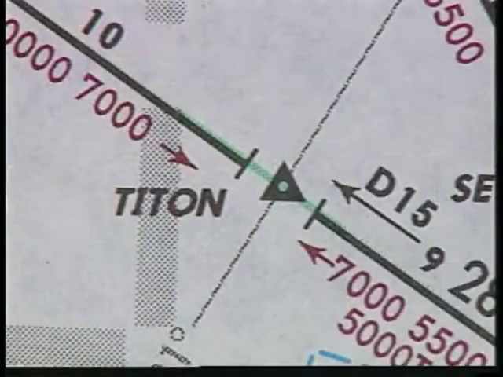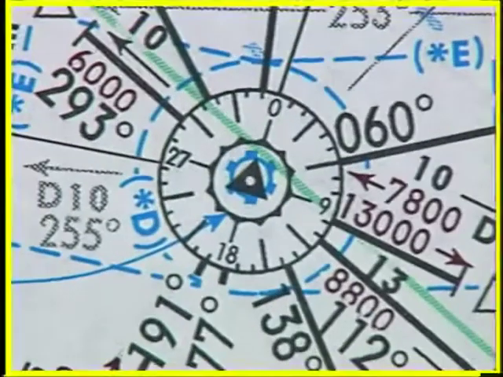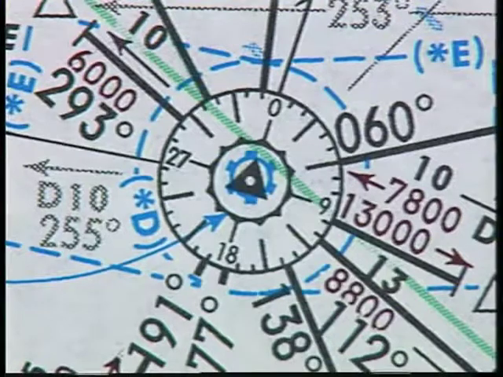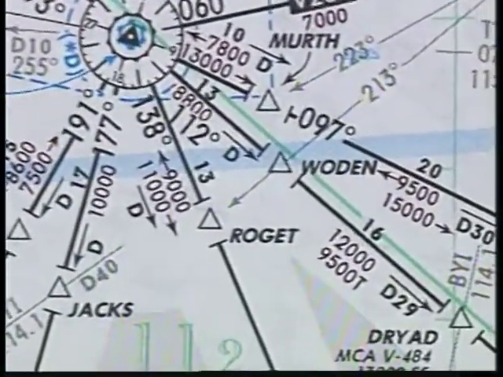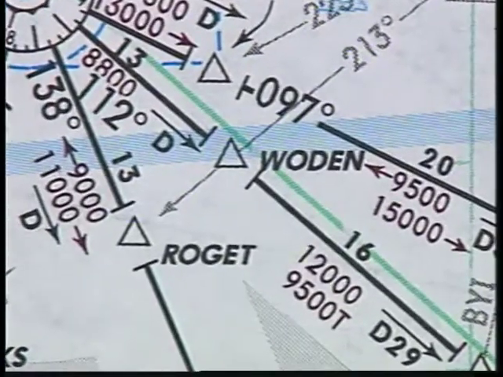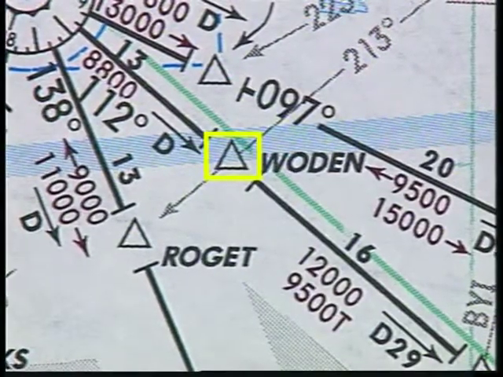Unless you're in radar contact, IFR position reports are required at certain points along the airway. These points are referred to as compulsory reporting points and are indicated by solid triangles. If the compulsory reporting point is at a navigation facility, the solid triangle will be part of the facility symbol. Open triangles depict non-compulsory reporting points requiring a position report only when requested by ATC.